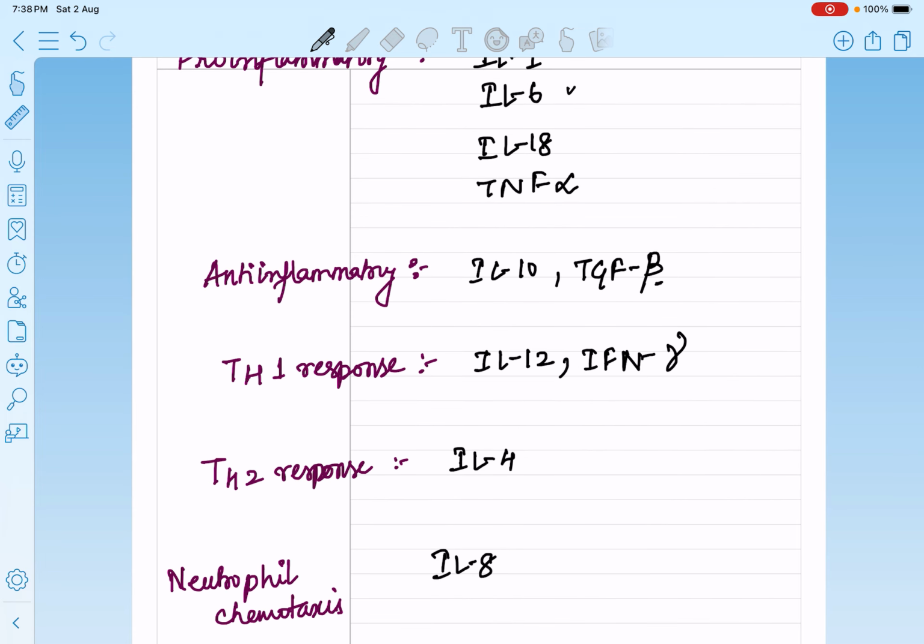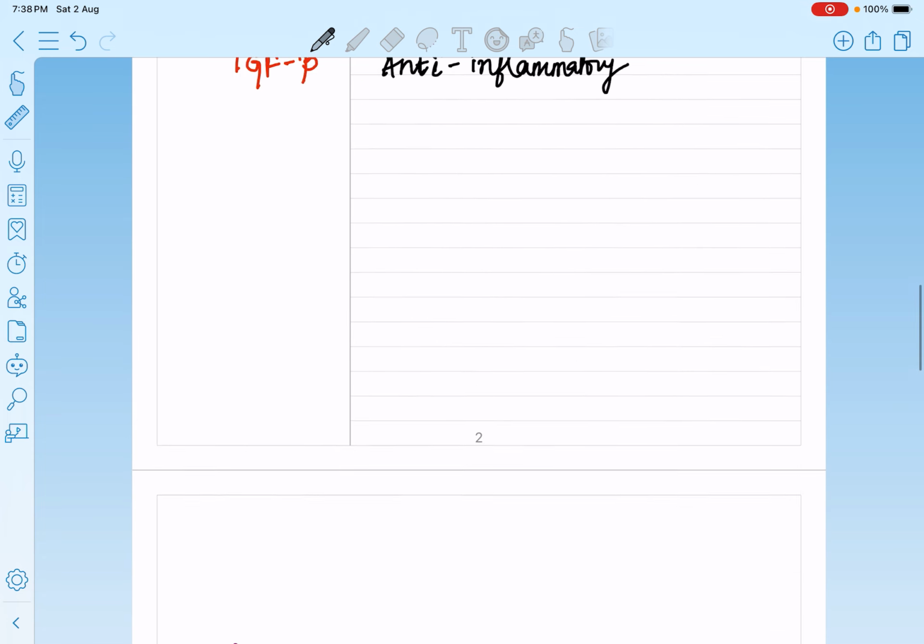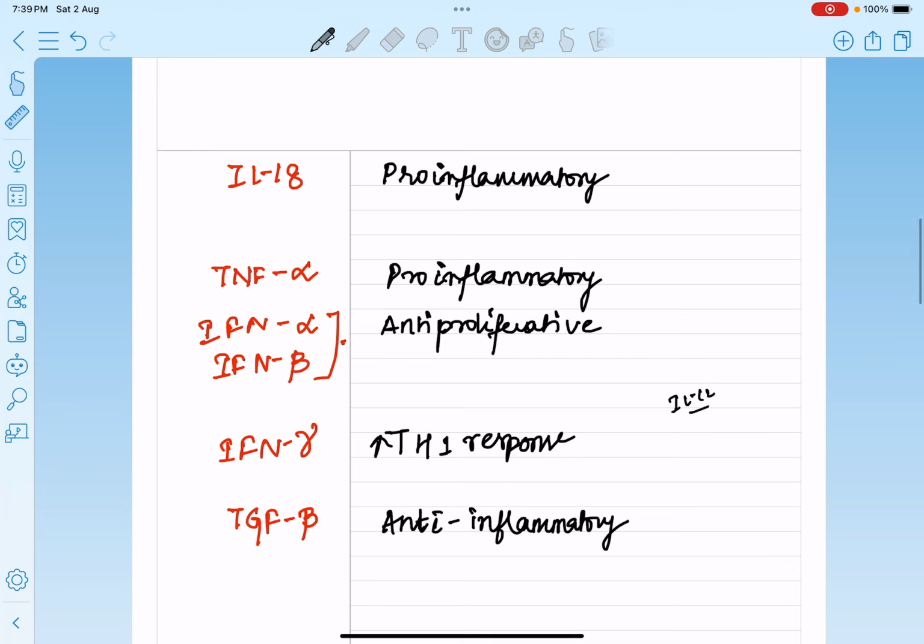Th1 response, we remember Th2 is done by IL-4, so Th1 response will be done by IL-12, and neutrophil chemotaxis will be done by our IL-8, as I told you. Okay, so I hope this was clear enough and you might be able to understand the immunopathogenesis of most of the diseases.